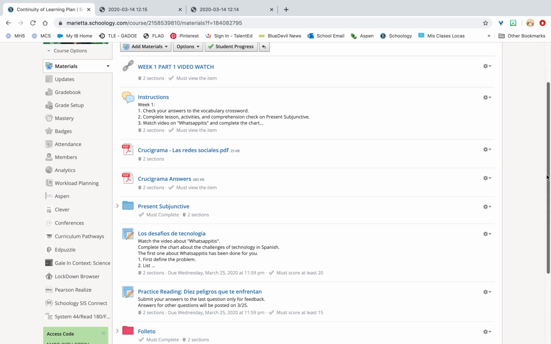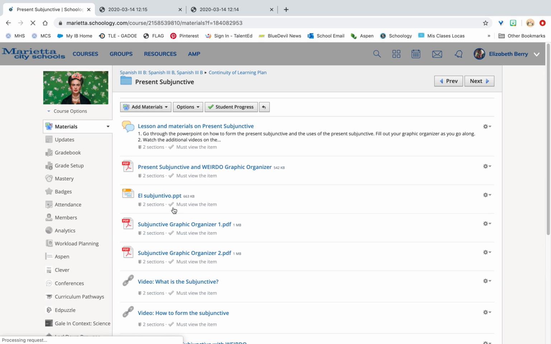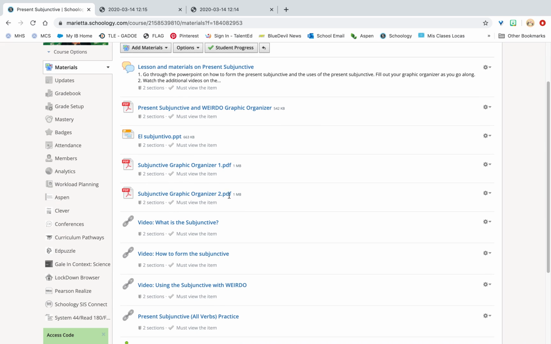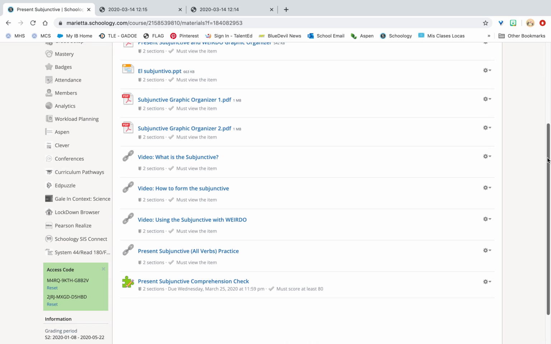You should have done your crossword puzzle and checked your answers, and at this point, I really only expect you to be in this folder on the present subjunctive. Again, you have to do everything in order. Read the instructions first. Make sure you have your graphic organizer. Go through the PowerPoint, which I'm going to finish in today's video. Then check that your graphic organizer is completely filled out. Watch the supplement videos, do some practice, and then attempt the quiz.